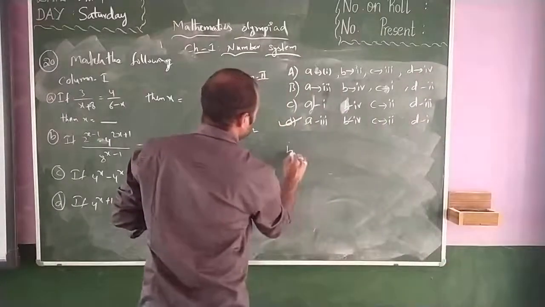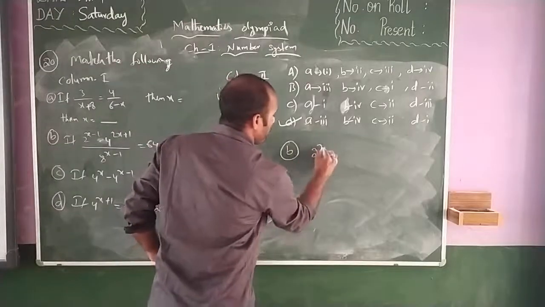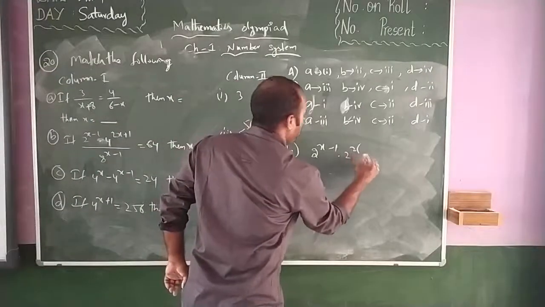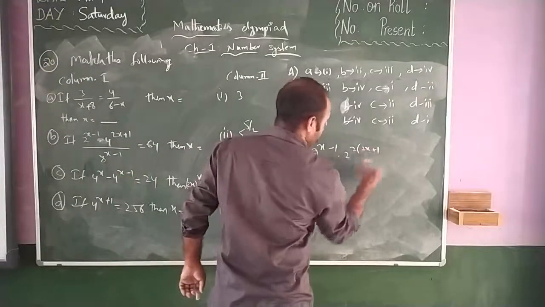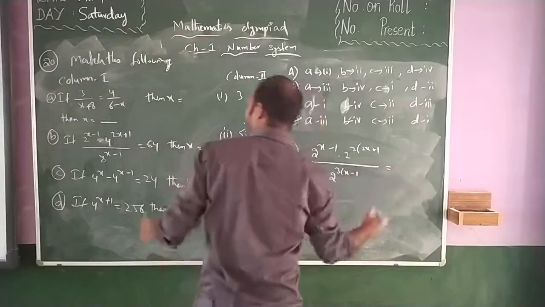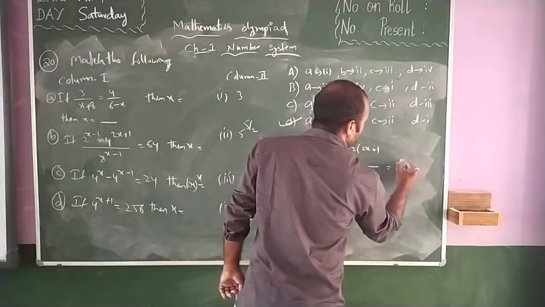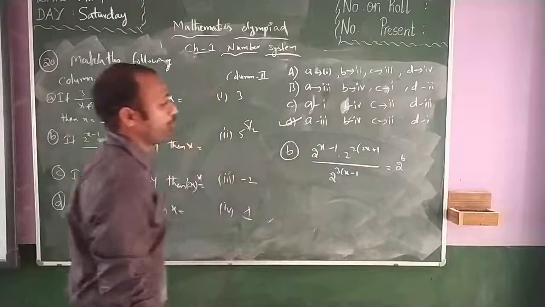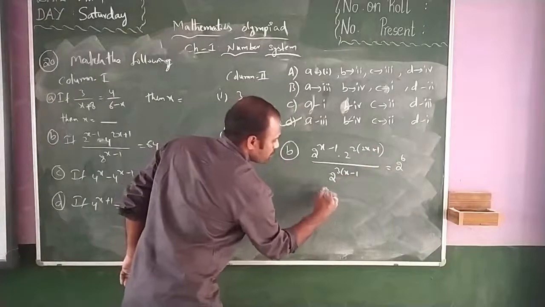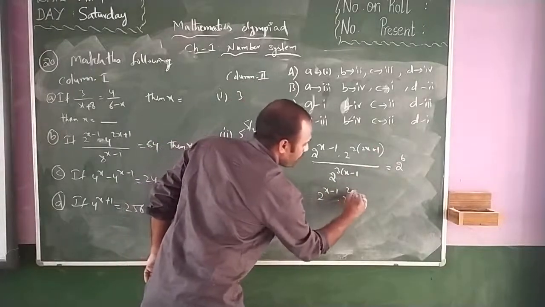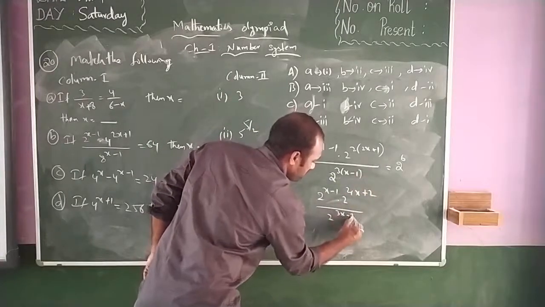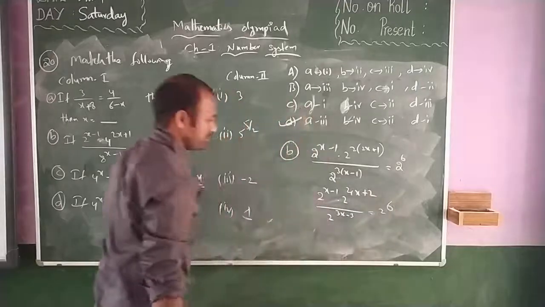Next, let us see the D question. Here the D question is 2 power x minus 1, this can be written as 2 square, into 2 square 2x plus 1, divided by 2 cube x minus 1, is equal to 64. This can be written as 2 power 3. 2 power 5 is 32, 2 power 6 is 64. So that is 2 power x minus 1 into 2 to the power of 4x plus 2, divided by 2 to the power of 3x minus 3, is equal to 2 to the power of 6.